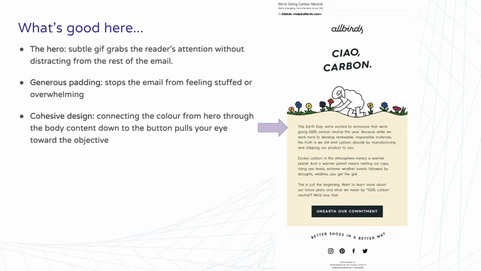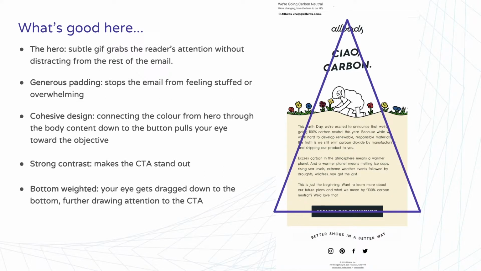They've made the design pretty cohesive, so they're pulling some of that colour down from the bottom of the hero section through the text all the way down to the button, and that helps draw your eye through and make the whole thing feel like a whole thought-through piece, not just chunked together. And then at the bottom the CTA is pretty simple actually, it's just black, but it's high contrast to the environment and it does stand out. Finally, they've bottom weighted the whole email, so the center of gravity is pretty low and it kind of sucks you down to the part where they're really trying to get your attention.